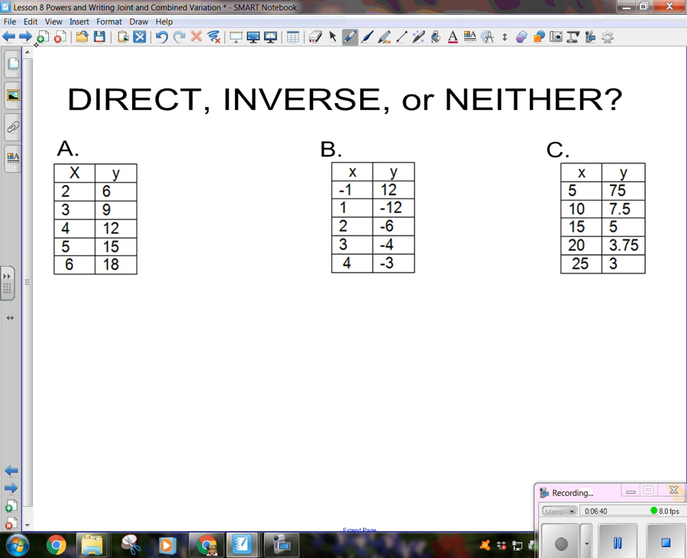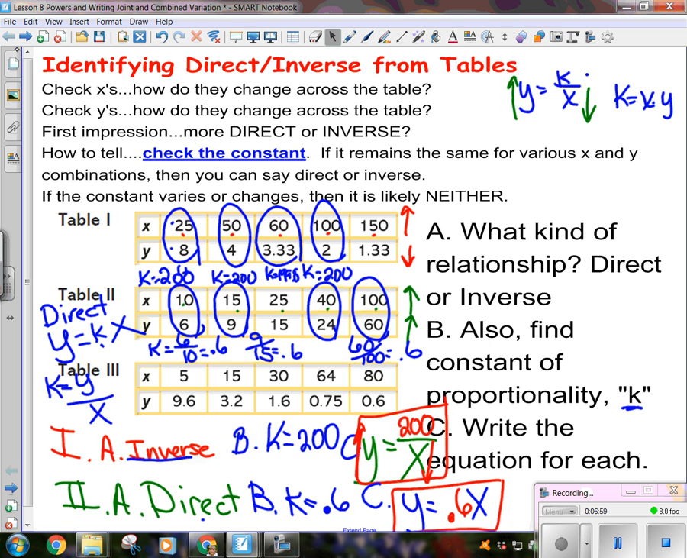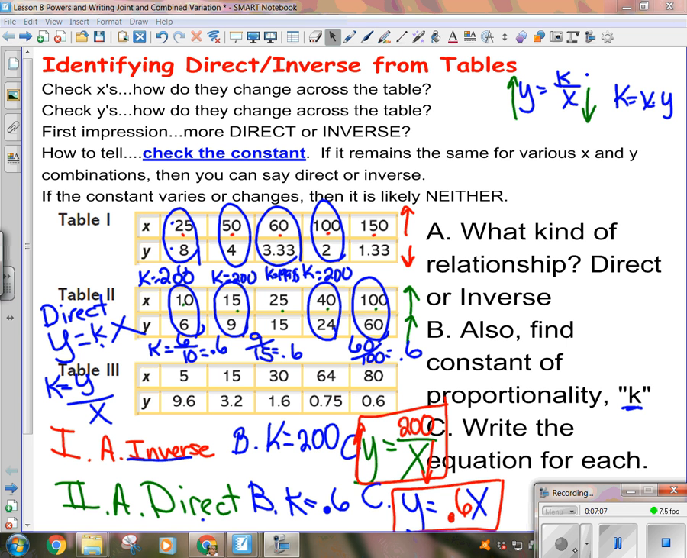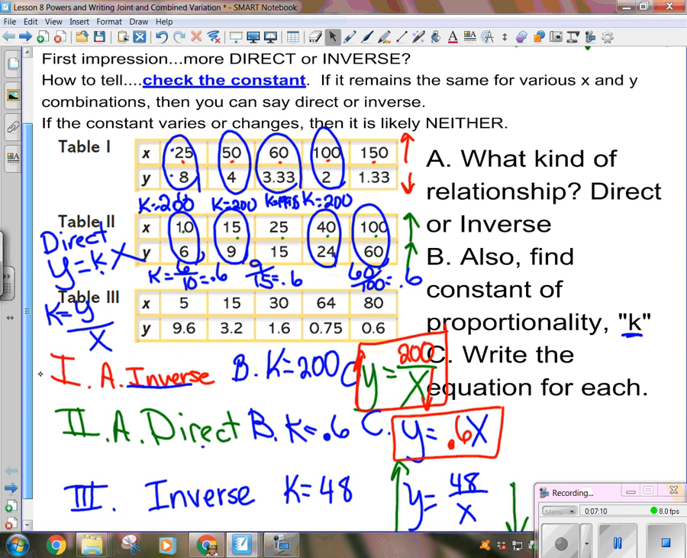Go ahead, give it a try, check it out. I want you to do all 3 parts. See if you think it's direct or inverse to begin. To confirm whether it's direct or inverse, check the constant. And then, if it is direct or inverse, write an equation. Okay, so we're going to pause. We're going to finish table 3 and do A, B, and C. Everybody good? Just a little bit of class practice. All right, hopefully you paused the video, and we will now go over the answers.